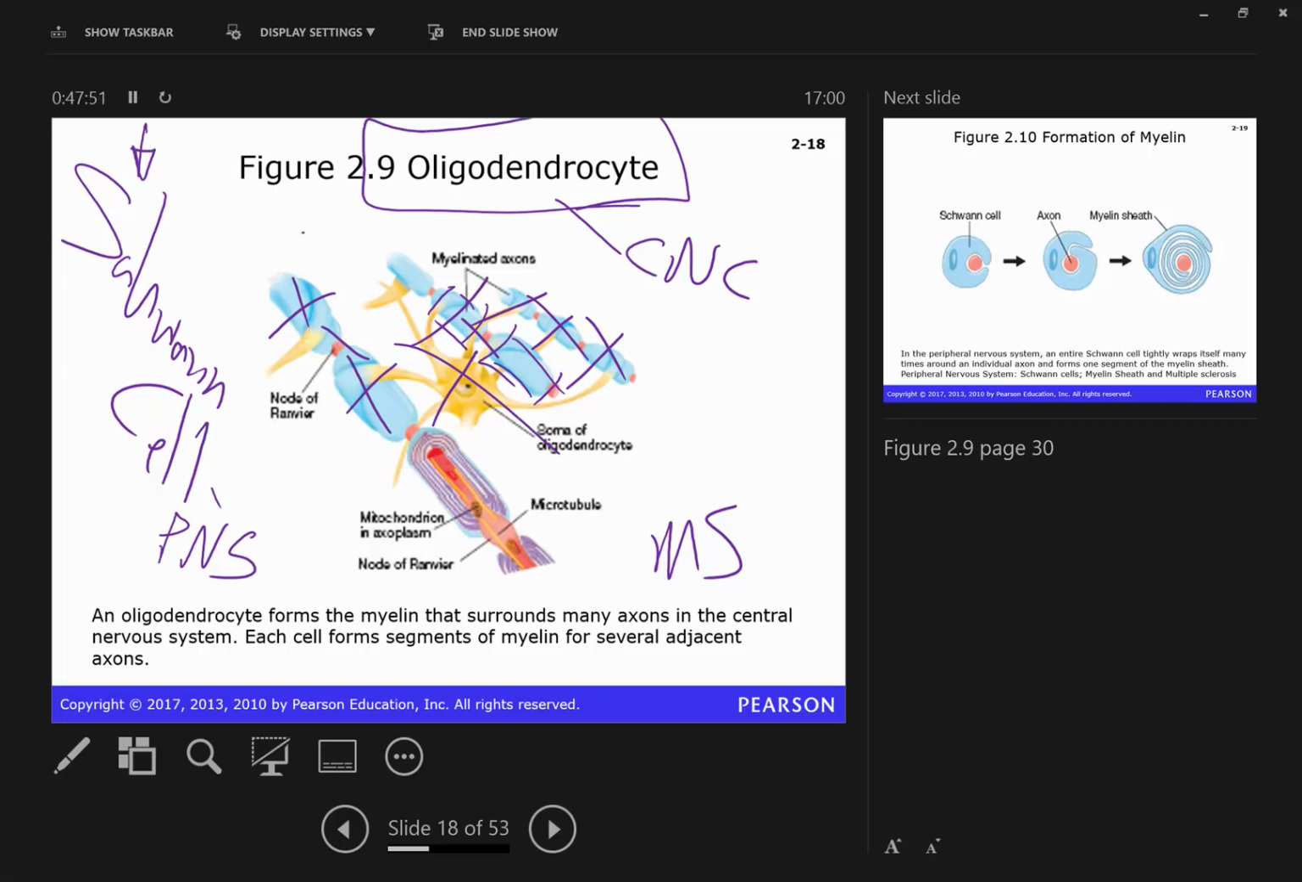MS does not target Schwann cells because they have a different chemical composition. Okay, so they're not going to be affected by MS. Only those in the central nervous system are, which is unfortunately where you're not going to have any recovery if there's any kind of injury or neurodegeneration.